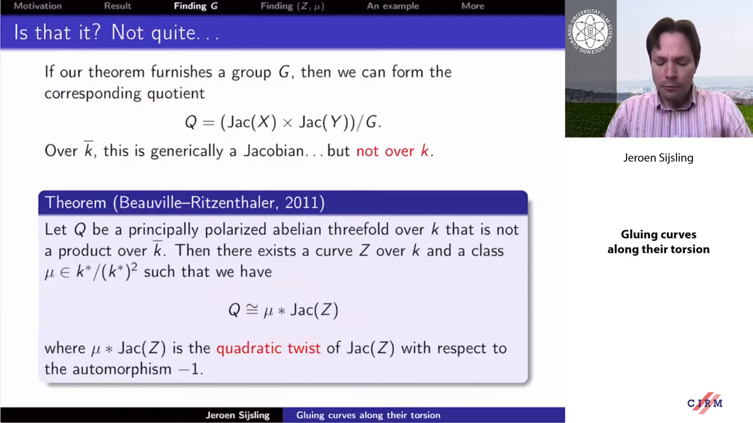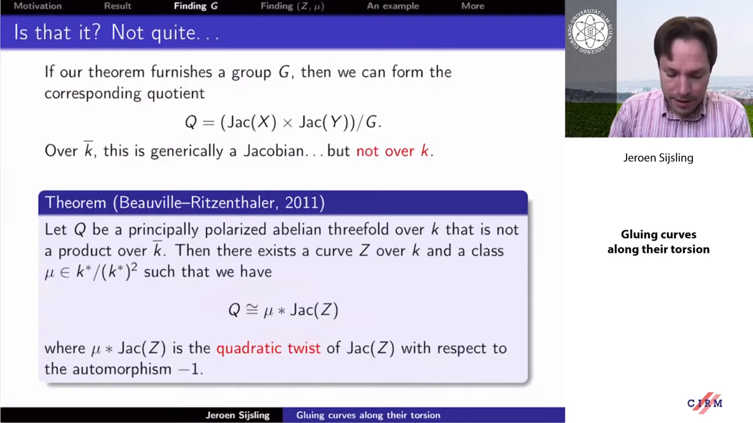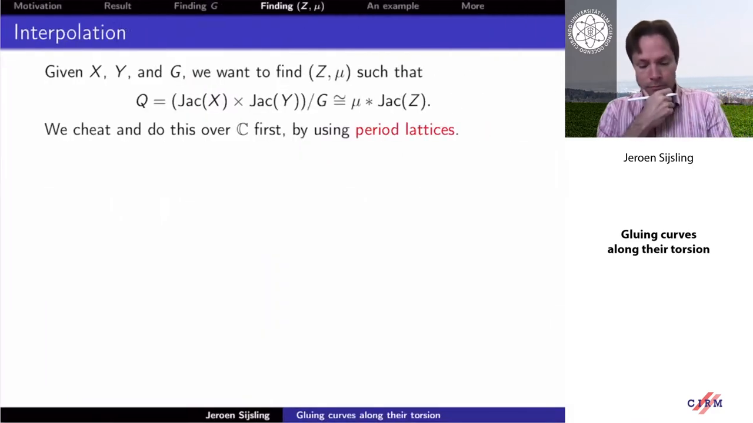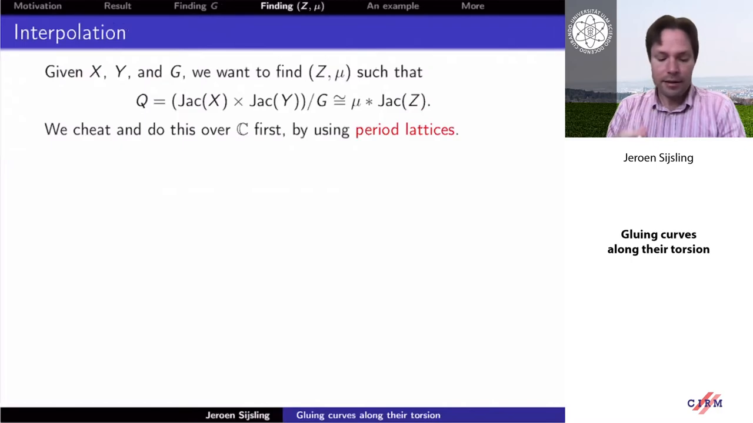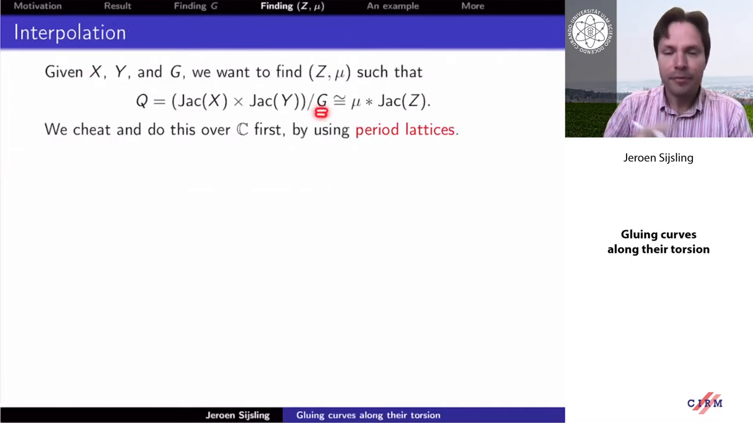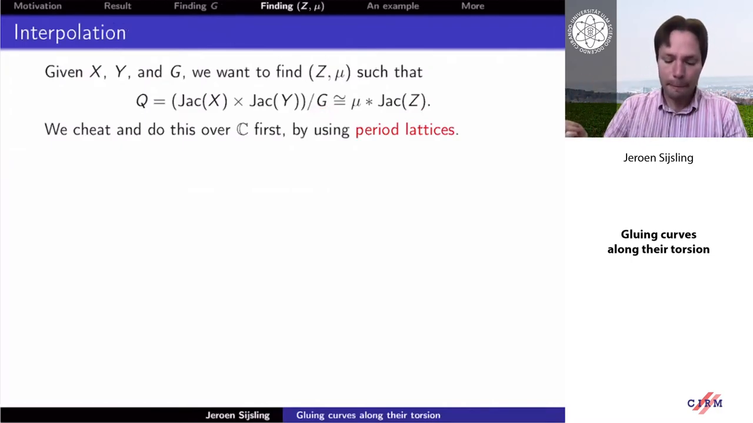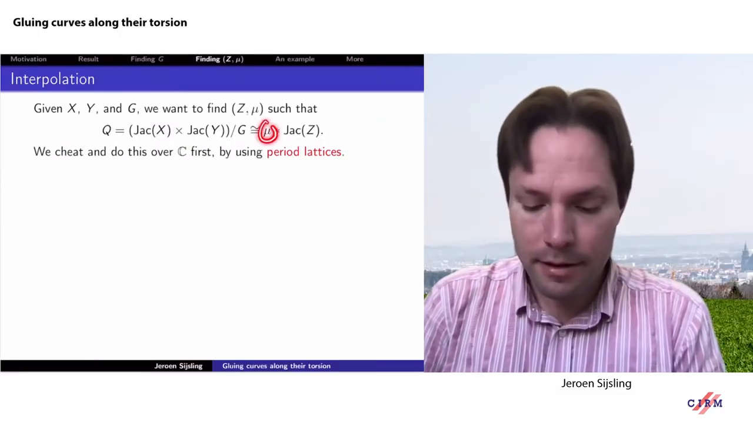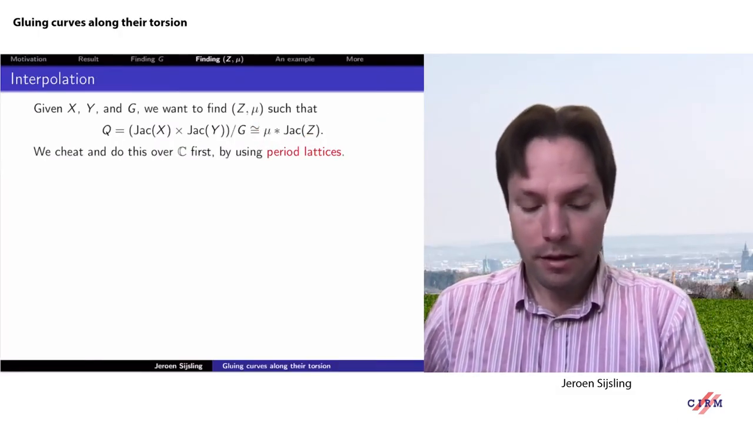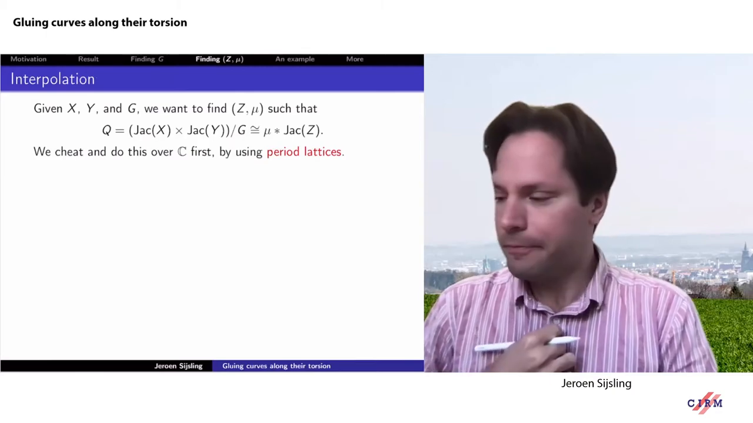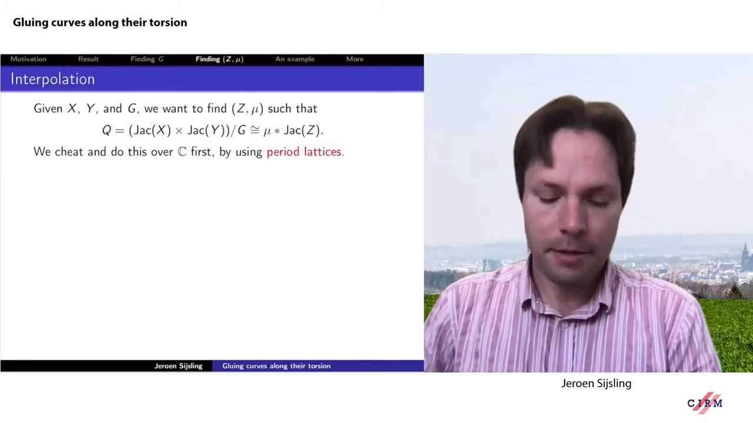Okay, so now we are after this Z and mu. I want to be able to find Z and mu such that this holds. If I divide out G, G, K rational, and whatnot, I want to find these things. Again, we're going to cheat. We're going to go to C first by using period lattices.